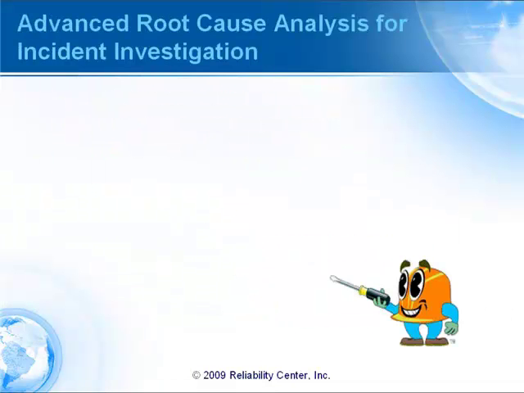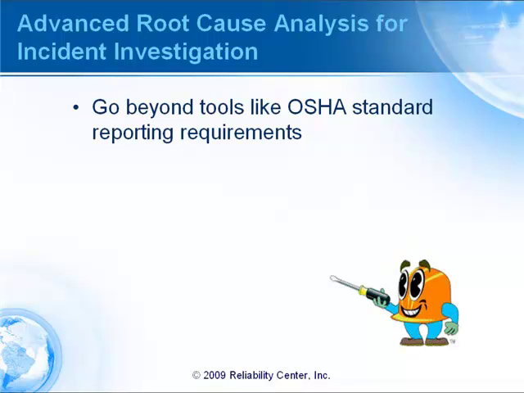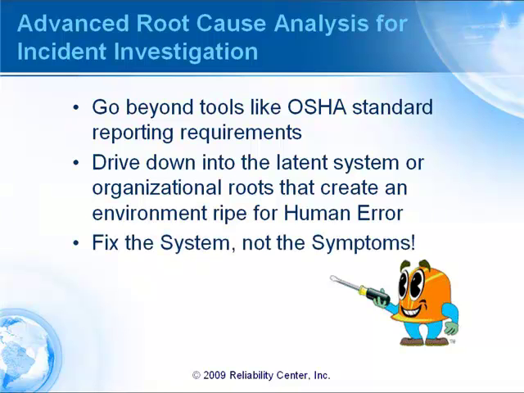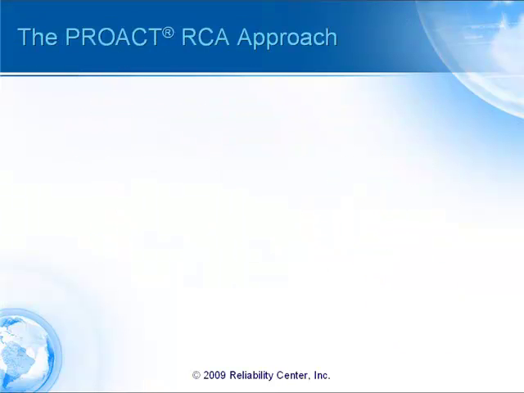To complement human error reduction, there's also advanced root cause analysis for incident investigation. We want to go beyond tools like OSHA standard reporting requirements and really dig into the incidents and accidents and make permanent changes that will greatly improve our safety performance. We'll drive down into the latent system or organizational roots that create an environment ripe for human error. We want to fix the system, not the symptoms. We'll utilize the PROACT RCA approach.